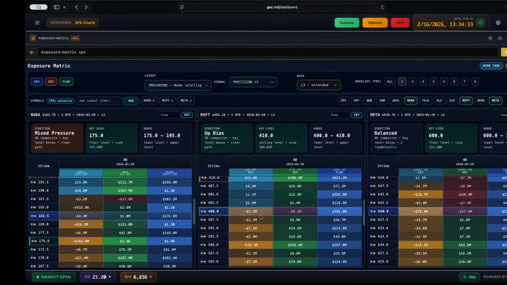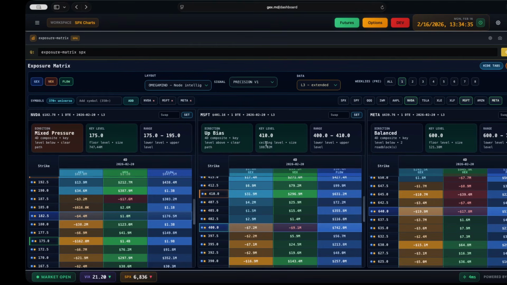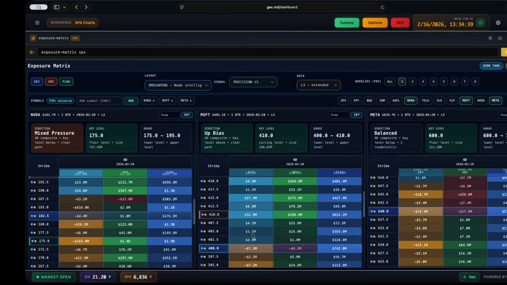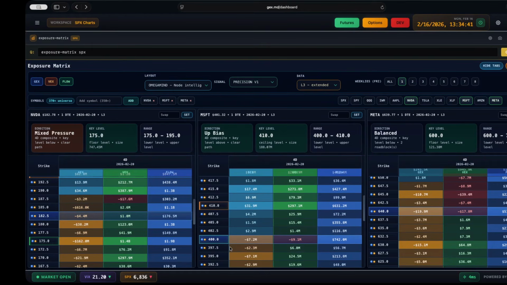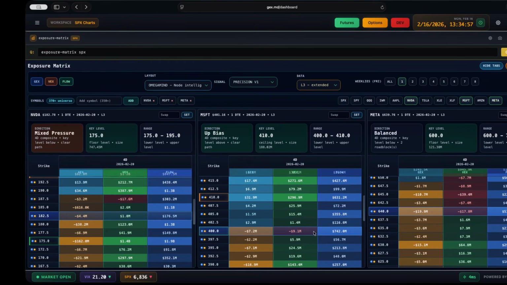Let's go see Microsoft. Microsoft, we have a key level on 410. Right here, outside, and then they are right here. So take a look. 631 millions, 297 millions. This is the biggest number. So we bounce here, and then we can go down between 410, 400, and then 410. Then you can do this.